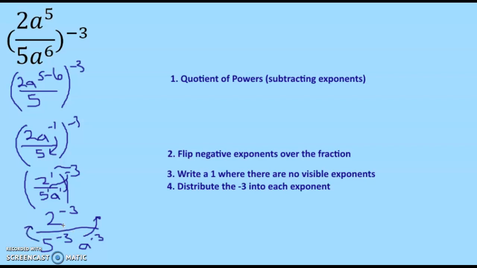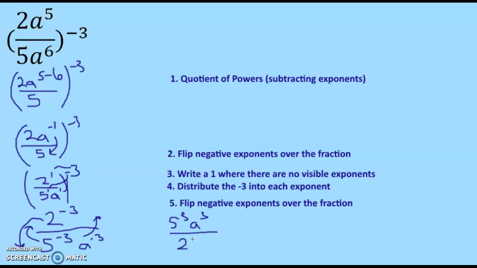So the 5 and the a's power get set to the top and the 2 gets set to the bottom. And the exponents change signs from negative to positive. So then we have 5 to the 3rd power, a to the 3rd power, all over 2 to the 3rd power. You could also write this in standard form as 125a cubed all over 8. So this is your simplified expression.